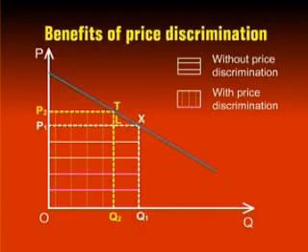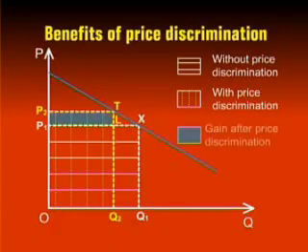And the second part of the revenues will come from selling Q2 minus Q1 units, and that corresponds to the rectangle LXQ1Q2. Now you can see that the gain in revenues by simply price discriminating amounts to P2TXP1. So this addition in revenues will translate into addition in profits, given that costs are constant.